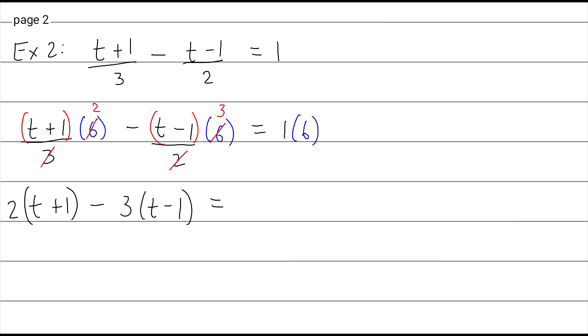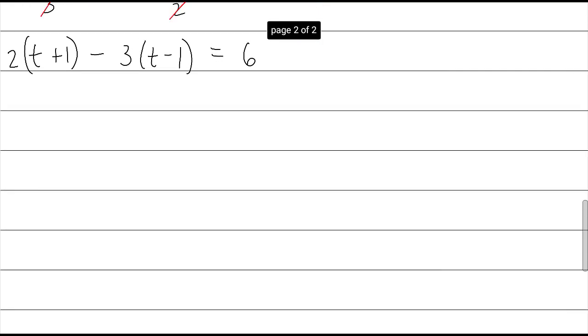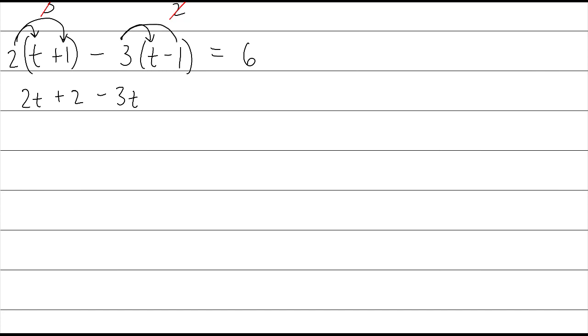Okay, and then 6 times 1, of course, is just 6. Okay, again, here's an easier equation to deal with. Distribute the 2: 2t plus 2. Distribute the negative 3, right? This is a negative 3: minus 3t plus 3 equals 6, okay? Combine like terms.